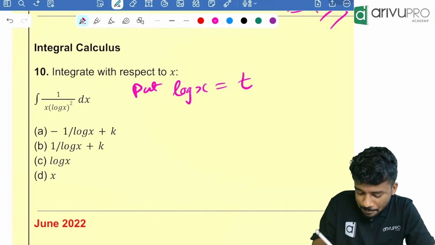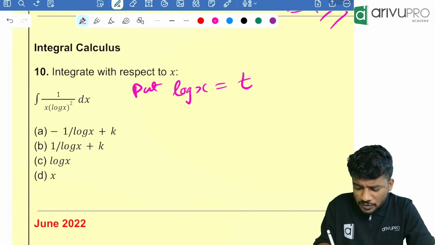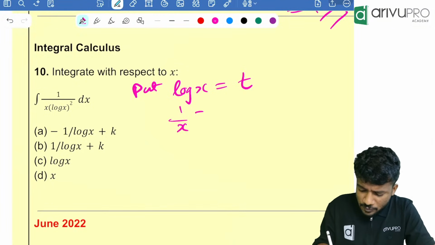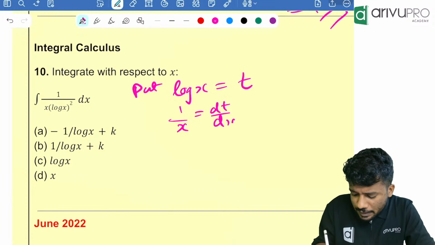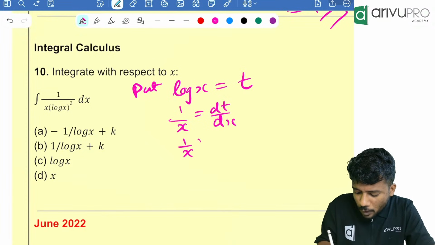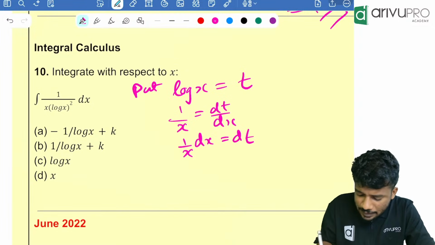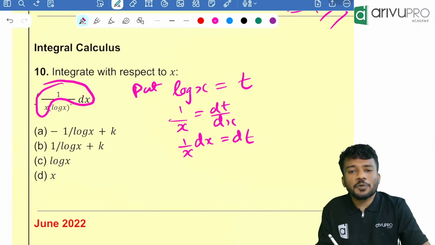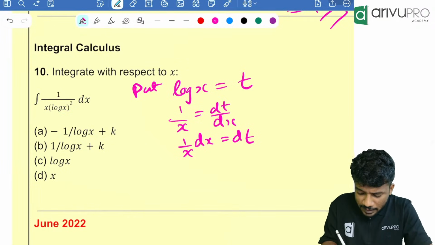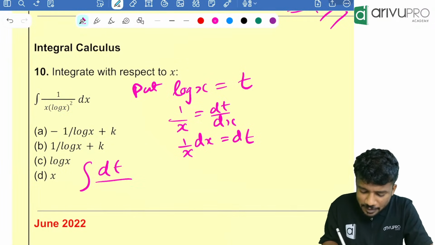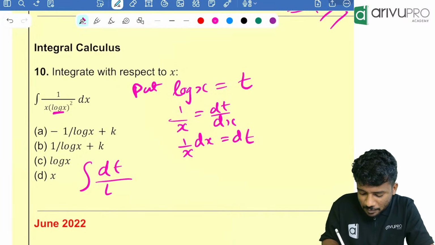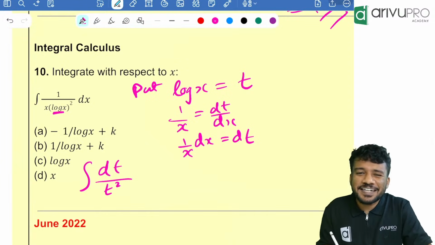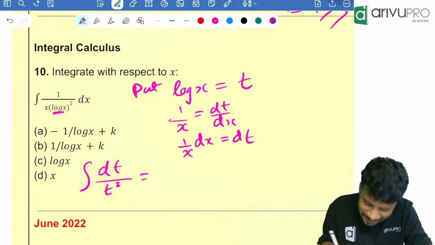Then find the derivative. Take the derivative on both sides. The derivative of log x is 1 by x, which is equal to dt by dx. Now cross multiply this. That means 1 by x dx is equal to dt. So I will write the integral of dt divided by log x, that is t, which means t square. Integral dt by t square. Instead of x, we are doing it with t.